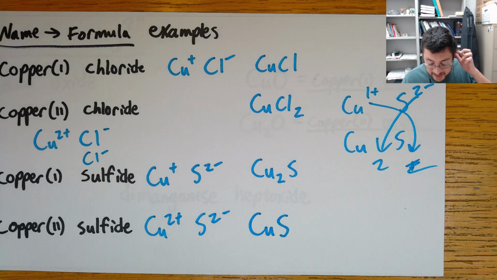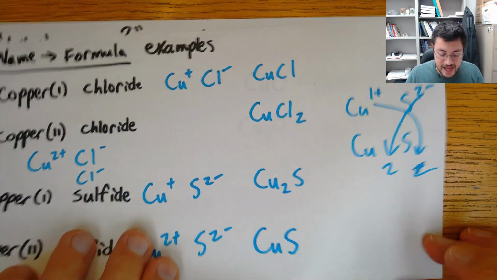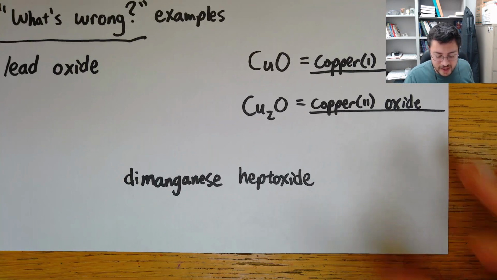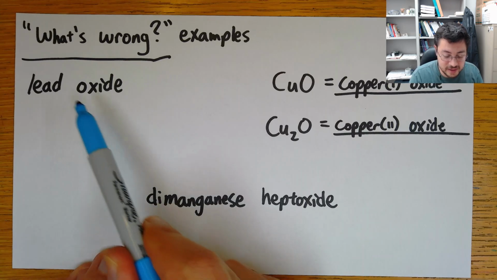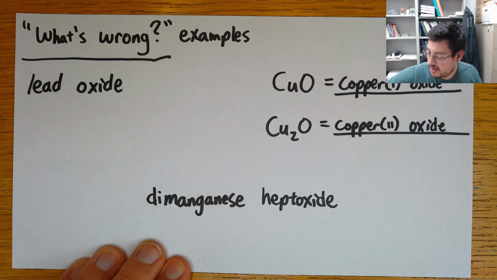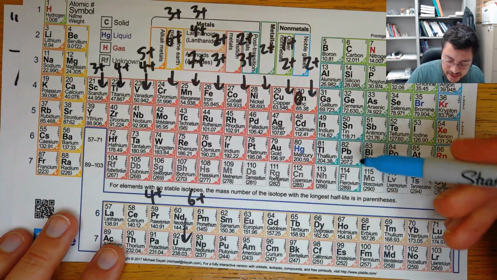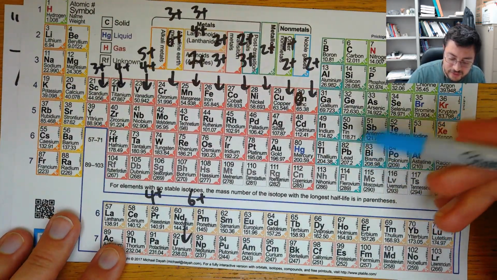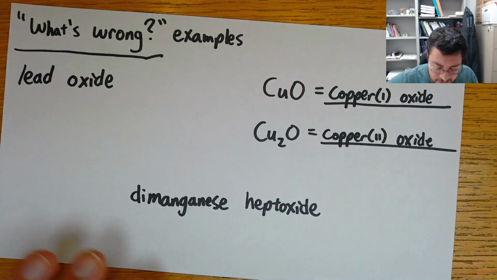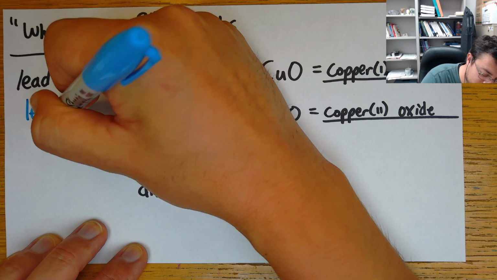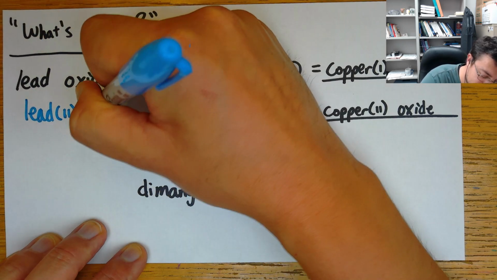All right, so different name means different formula. Last slide. Okay, I love doing these. What's wrong? Why can't we simply just say lead oxide? That's because lead is one of those metals that can be a 2 plus or a 4 plus. So that means there's 2 possible lead oxides that could exist.